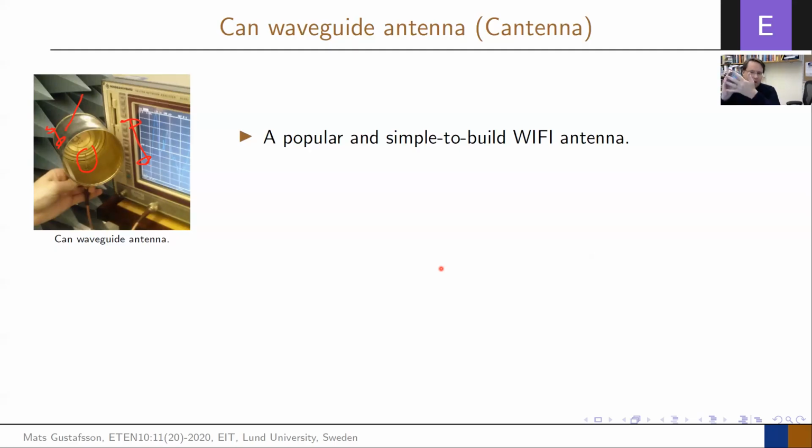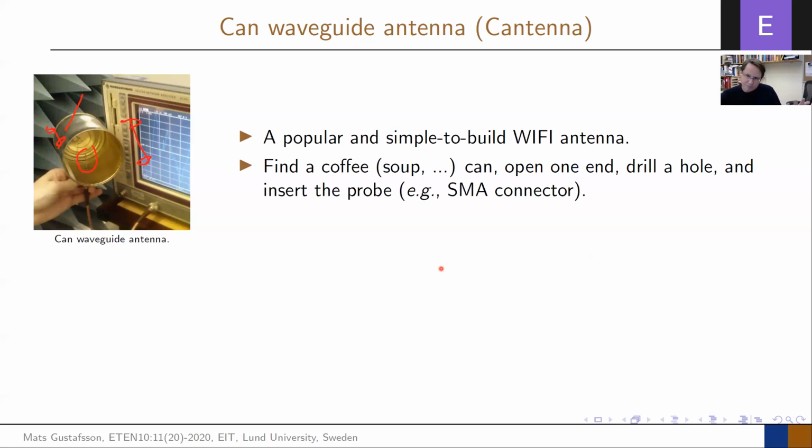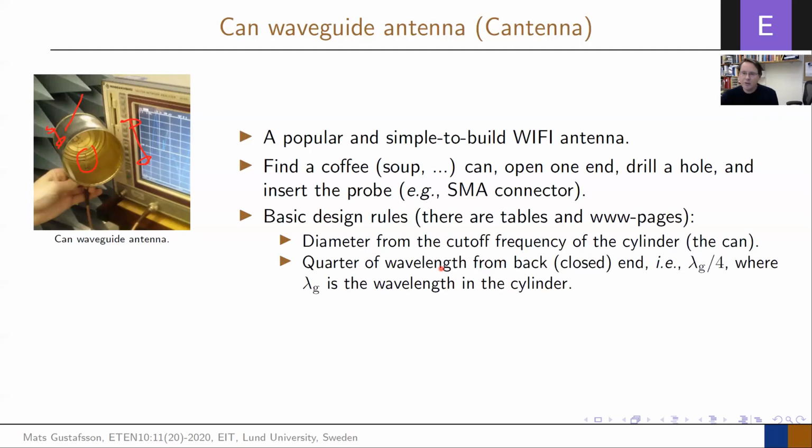Fairly good radiating out here. And of course, this is now an open waveguide structure, so the beam is quite wide, but it's a quite nice beam. It's very, very simple to build a Wi-Fi antenna. So yeah, as I mentioned, find your coffee can, soup can, whatever, add your SMA connector to it, and the design rules again: the cutoff frequency from the cylinder here, so the diameter of the cylinder.